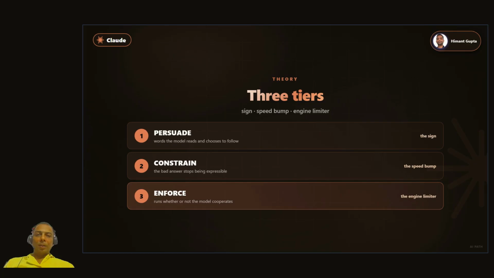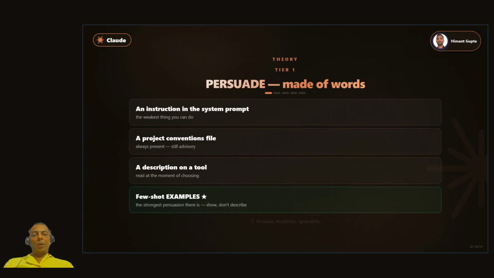So these three. I hope the concept is clear. You can keep this in your mind. This concept of the sign, speed bump, engine limiter, hold that picture because everything hangs around this. So you should have these three tiers in your mind always. Now, after this is clear, we are going to compare this in the real AI world and see how it works.